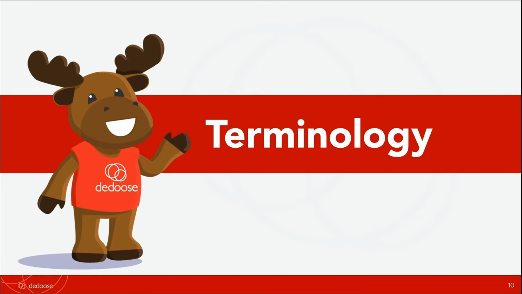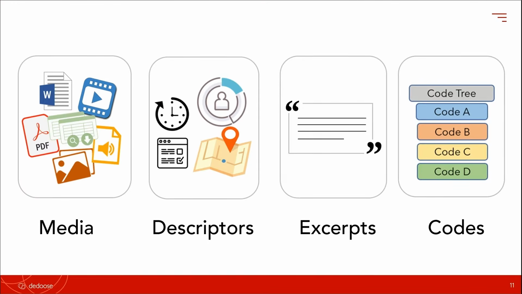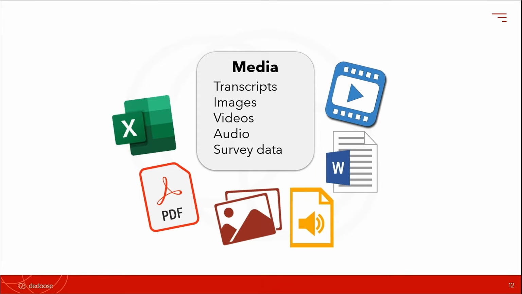All right, next I want to go over some terminology and those foundational elements of Dedoose before we go into the application. These are the 4 foundational elements that Dedoose uses to create a web of connections in your data. So first off, we have media. This is quite simply the qualitative data that you're going to upload into Dedoose. So if you have transcripts, maybe images, PDFs, video data, if you have any open-ended survey responses, all of those are going to be categorized as media.